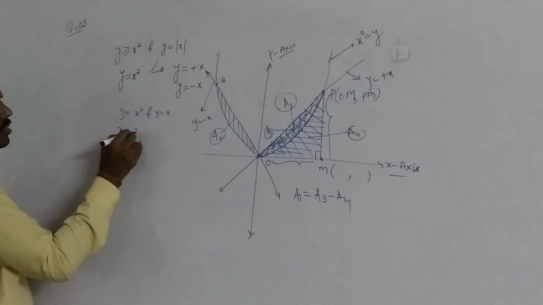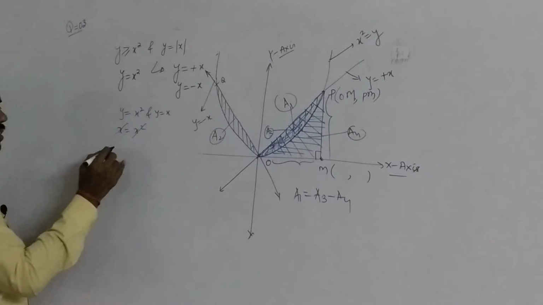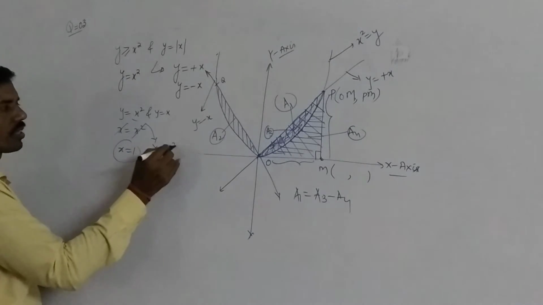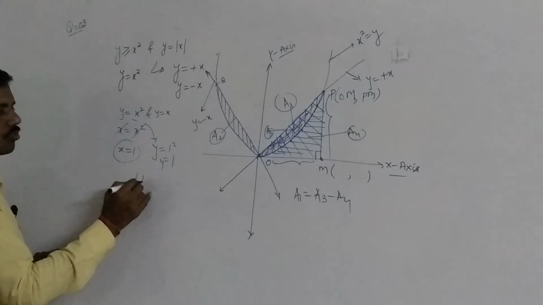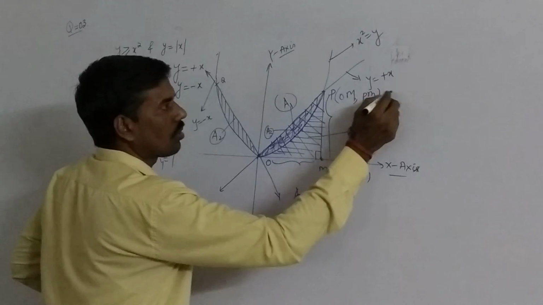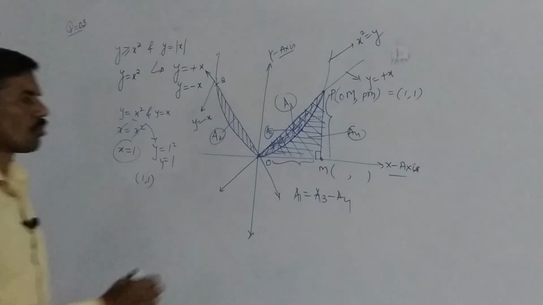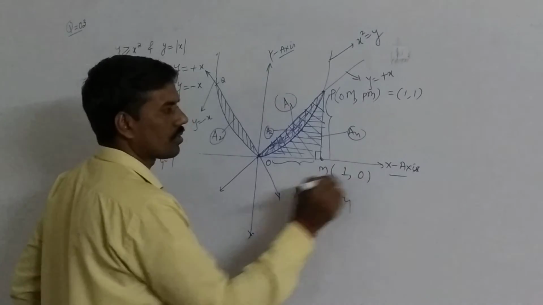We get x is equal to x square, x and x get cancelled, we get x is equal to 1, and y is equal to 1 square, so y is equal to 1. So we get 1 and 1. Okay, so OM is 1 and 0.